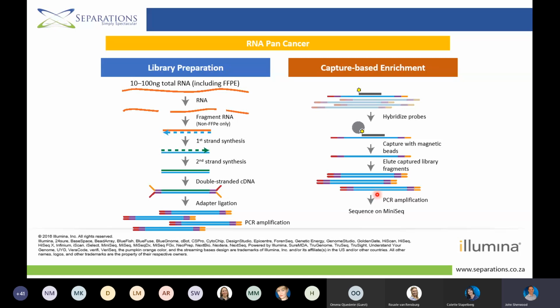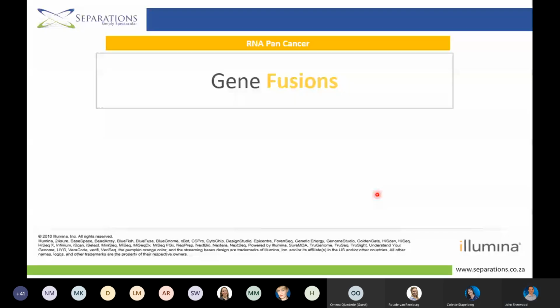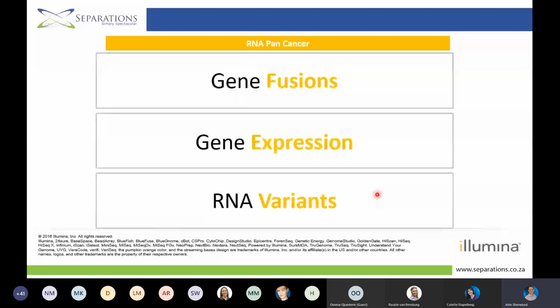So that way, you're being very specific in what you're sequencing, and that allows you to multiplex samples with greater efficiency and also get greater coverage for more accurate sequencing data. What you can investigate with RNA pan-cancer gives you many clues into things like gene fusion, gene expression changes, and even RNA variants, which might contribute to a cancer disease state.